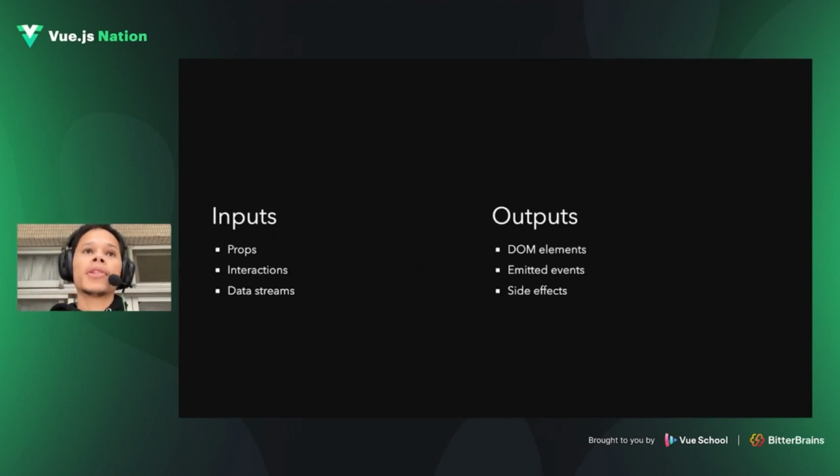Here's what the Vue.js documentation recommends about component testing. Testing the inputs includes testing the props, the interactions, like a user clicking, for example, and the data streams, like anything that would come in and would affect your component in a similar way as a prop would. And the outputs are DOM elements, so what's rendered, the emitted events, like if someone clicks on a button to close a modal, you want to check that this event is emitted, and the side effects like logging to the console, for example. The rest is implementation details.